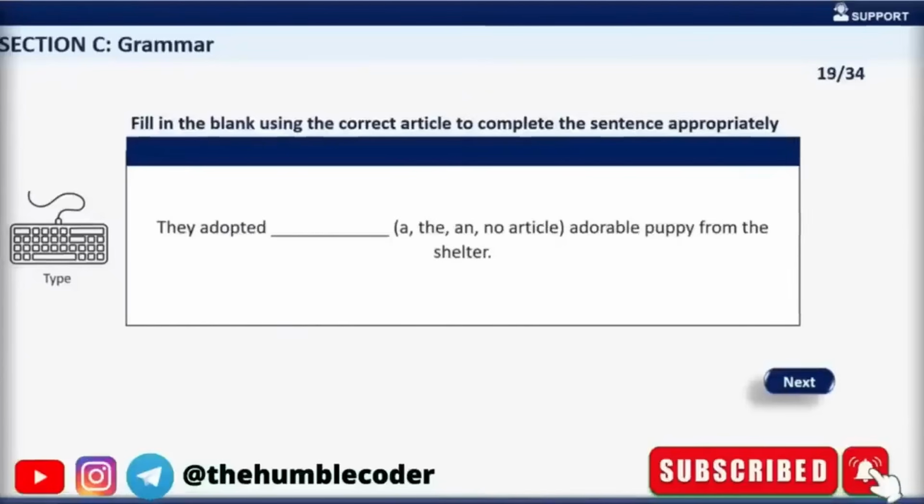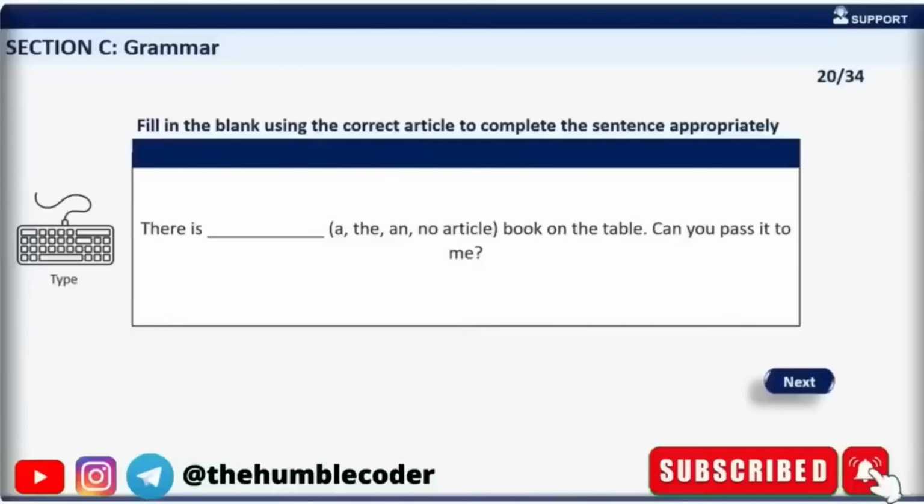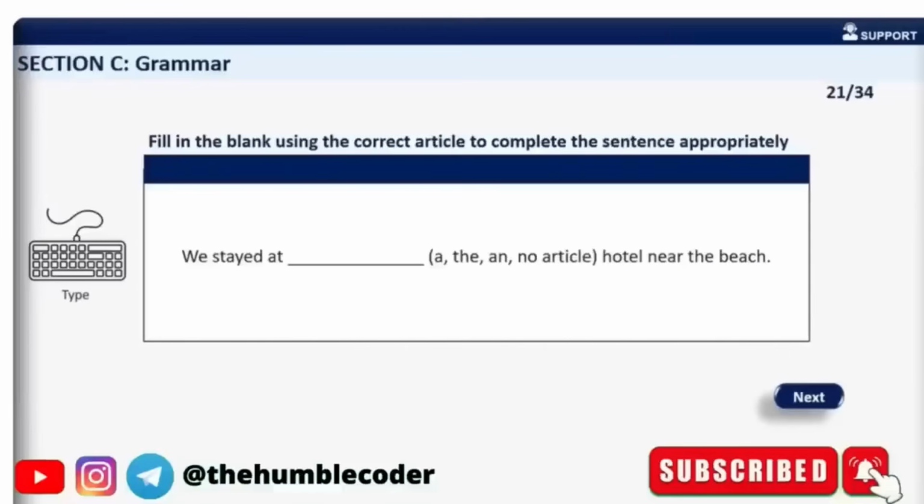Let's move on to the next question now. They adopted dash adorable puppy from the shelter. The correct answer is going to be an adorable, because here we are using a vowel. So they adopted an adorable puppy from the shelter. Let's move on to the next question. There is dash book on the table. Can you pass it to me? So the correct answer in this case is going to be, there is a book on the table. Can you pass it to me?